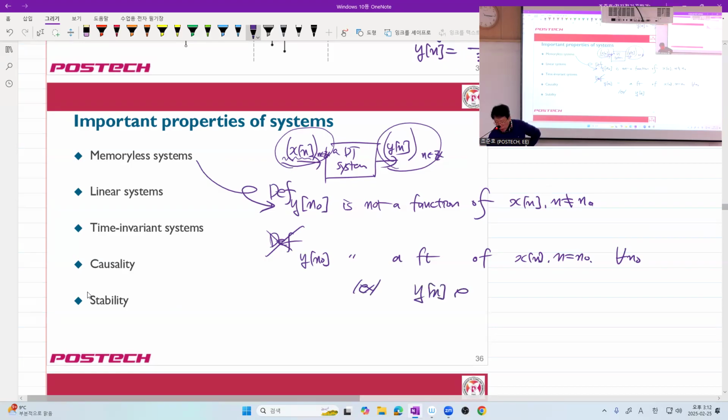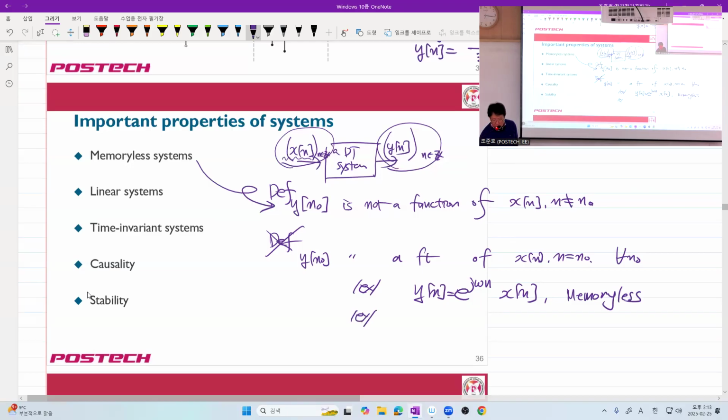Suppose you have something like this. This system gives you an output that is a kind of modulated version of the input. Now, at time n0, not only x of n0, but also e to the j omega n0 affects the output, right? Is it a memoryless system or not? This is memoryless.